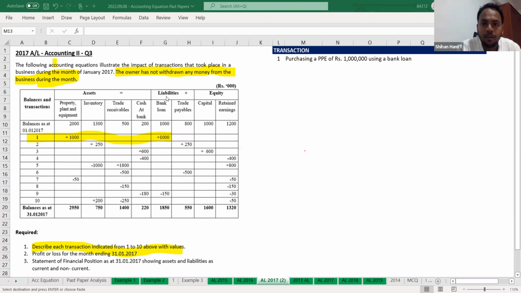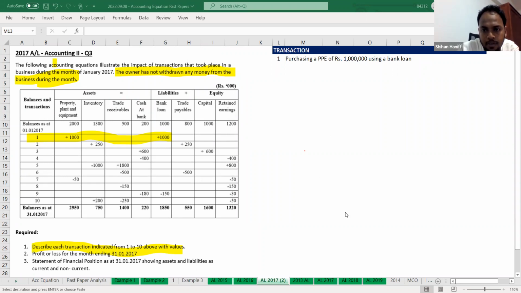Right. There are few questions. Instead of bank loan, can we use on credit? This is not a credit purchase. Here the liability bank loan has increased. This is obtaining a bank loan and taking the PPE. So you have to mention bank loan.